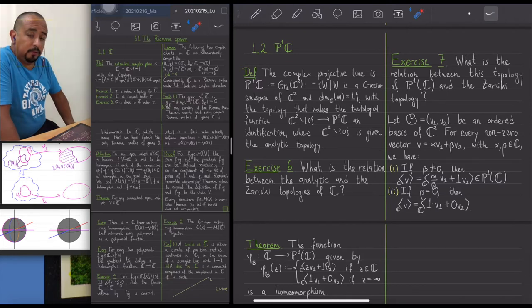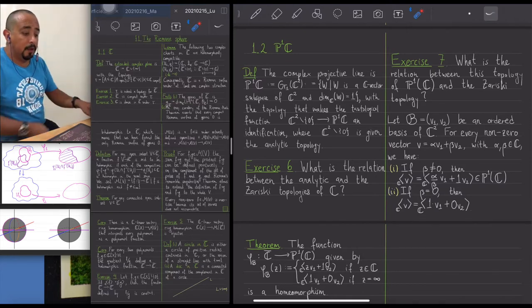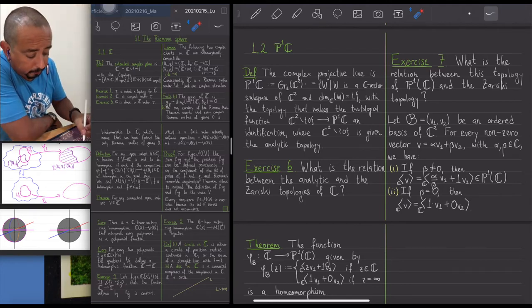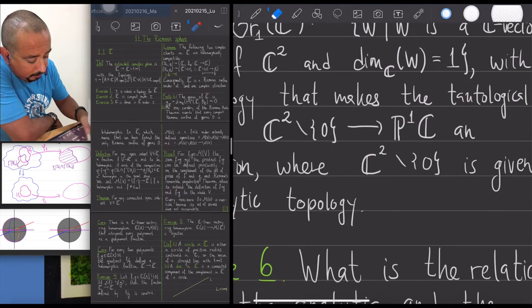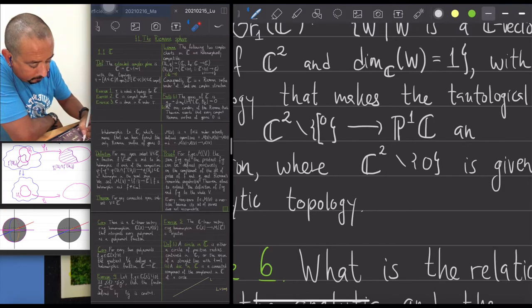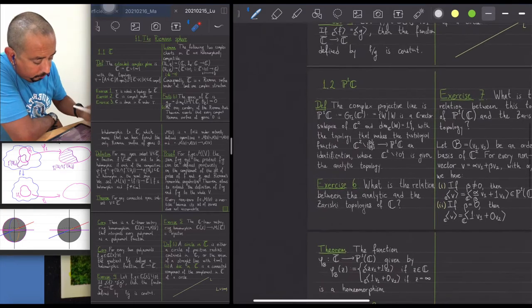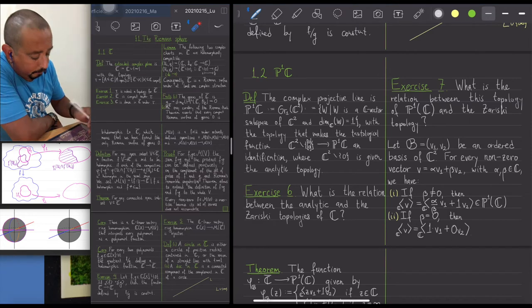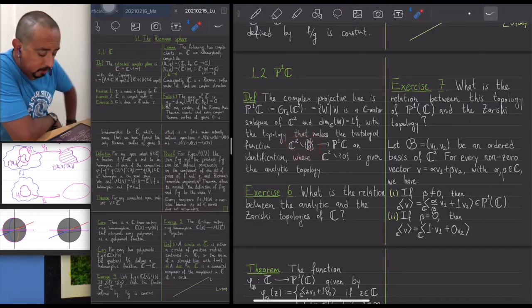This topology is what we call the analytic topology of C square. Well, so C square has an analytic topology. So C square minus zero has an analytic topology. I mean minus the zero vector, right? So here maybe let me write this just to avoid confusion. Okay. So we know what the analytic topology for C square minus zero is.